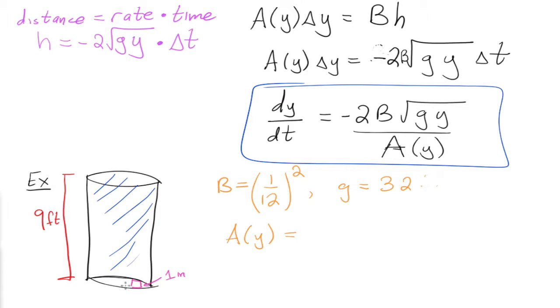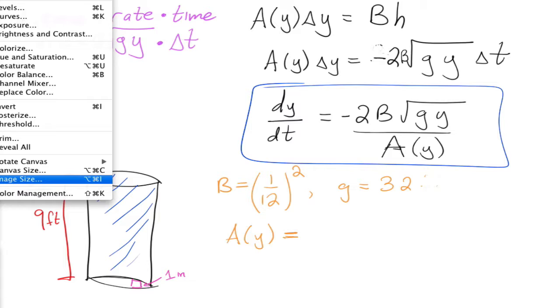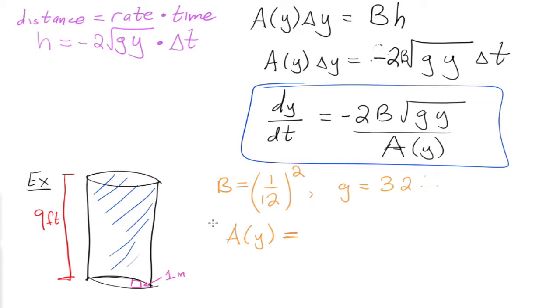So what do we need to be able to write down the area in terms of y? What do we have y as? Y representing the height of the water, right? So where should my axis be? At the bottom. So my axis should be at the bottom, and y is going to be pointing positive up.